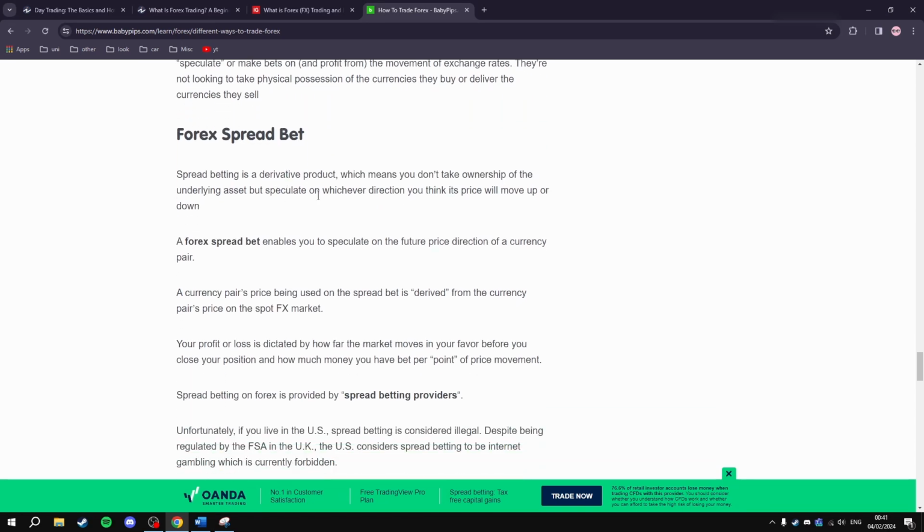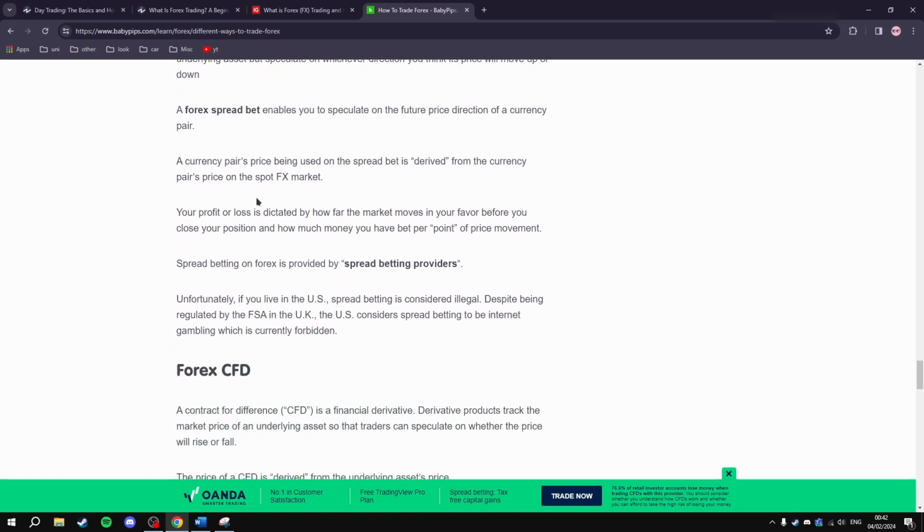Forex spread bet. Spread betting is a derivative product, which means you don't take ownership of the underlying asset, but speculate on whichever direction you think its price will move up or down. A Forex spread bet enables you to speculate on the future price action of a currency pair. A currency pair's price being used on a spread bet is derived from the currency pair's price on the spot FX market. Your profit or loss is dictated by how far the market moves in your favour before you close your position and how much money you have bet per point of price movement.